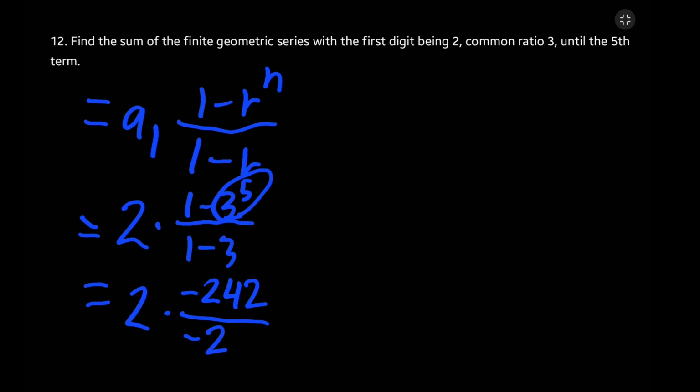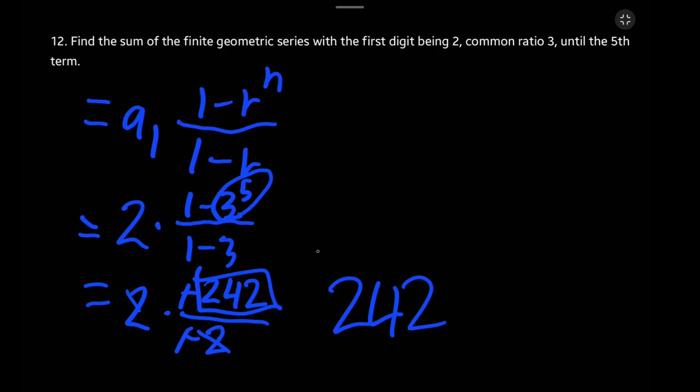So once we calculate this, these negatives will cancel out, and so are these two 2s. So we end up with a value of 242.